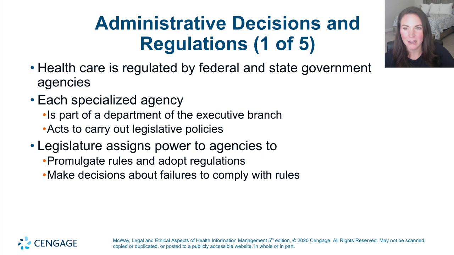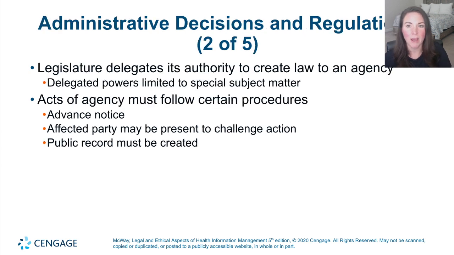Administrative agencies do have to follow certain procedures. They have to give advance notice of what's about to take place. If there's anyone that is going to be affected by the change they're making, they have to be present to be able to challenge it if they want. And a public record has to be created.